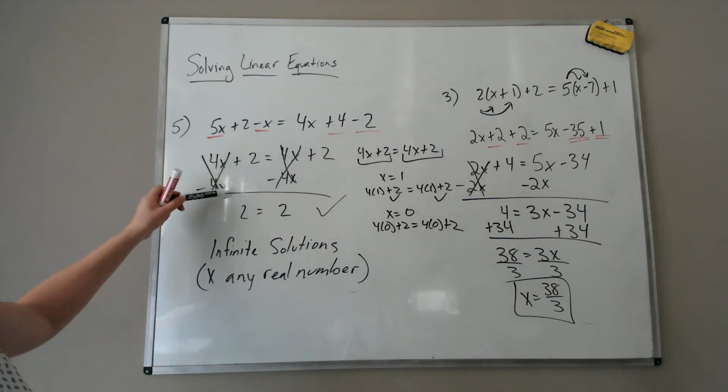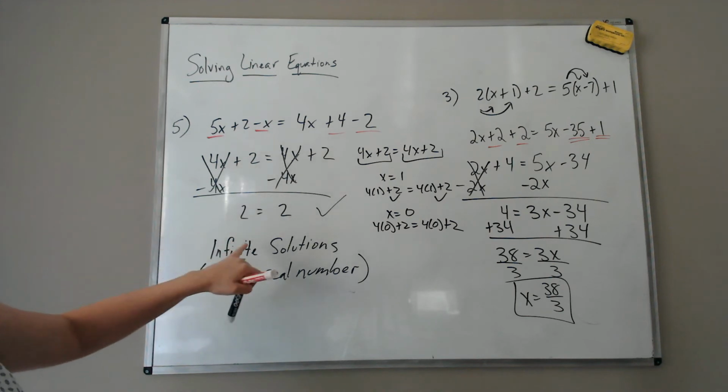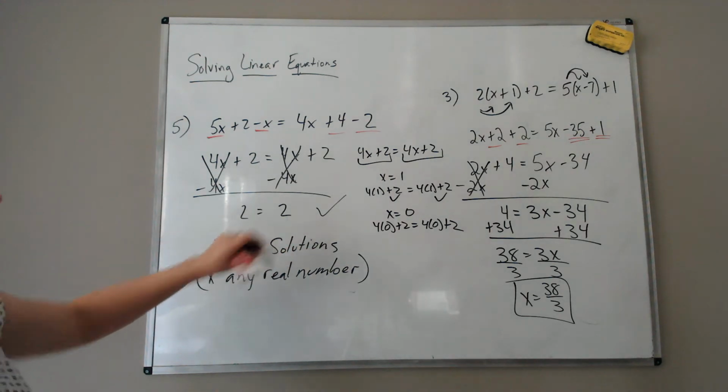Algebraically, when you solve, you get that when your x's cancel out and you're left with a constant equals a constant, and that those constant values are the same.